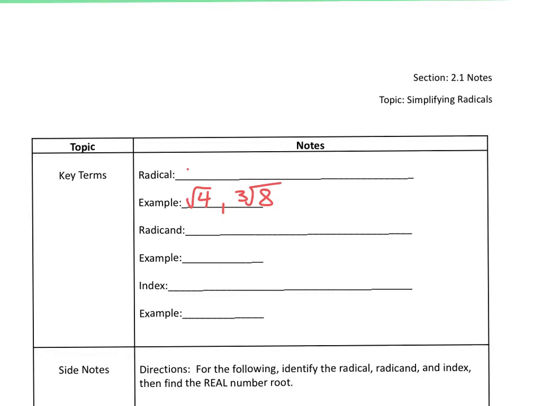So for the definition of radical, you can just put the root symbol and everything underneath it. Oh, I spelled everything wrong. There we go. So it is that whole entire thing.